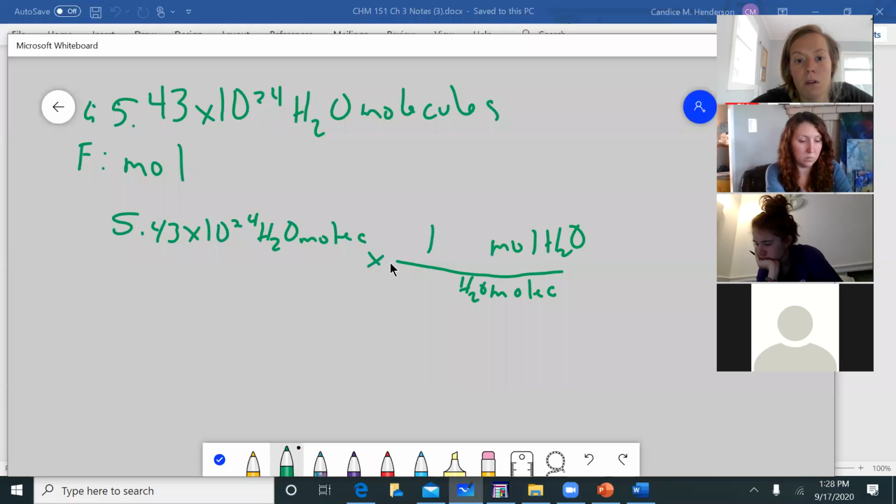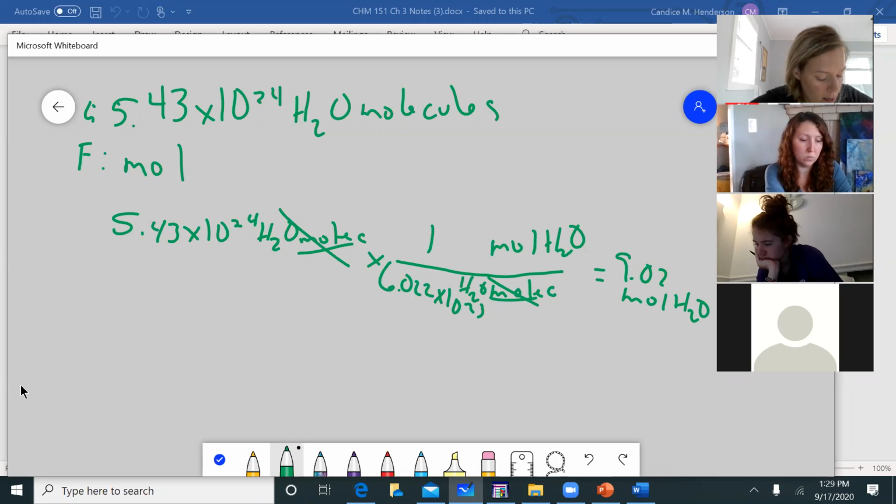So 1 mole is 6.022 times 10 to the 23rd. In this way, we will be dividing by Avogadro's number. And we should end up with 9.02 moles of H2O. Same process if it's a compound. We're just talking about molecules.